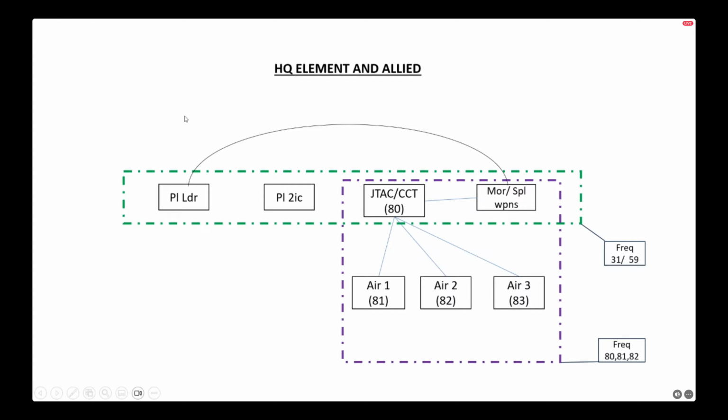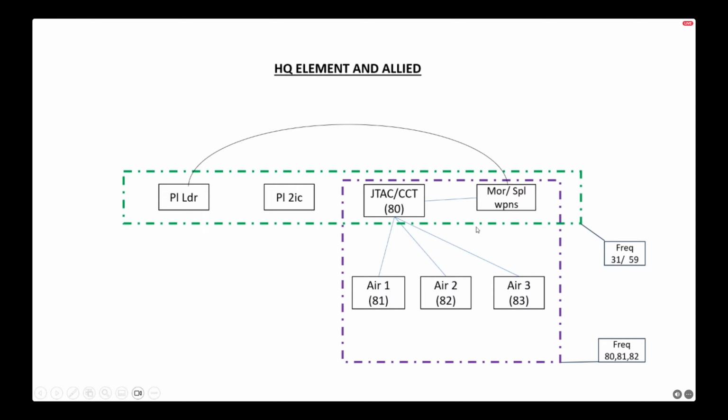The platoon leader has mortar weapons on comms for calling for fire. That is his only relation with the mortar and artillery detachment. The JTAC needs to be on comms with everyone to coordinate the airspace and, of course, call for fire. Any questions here?